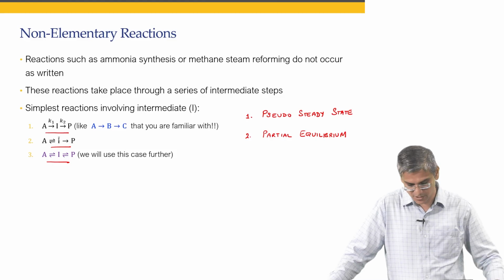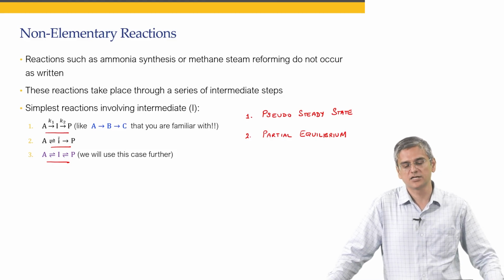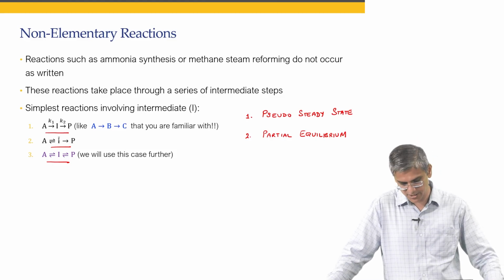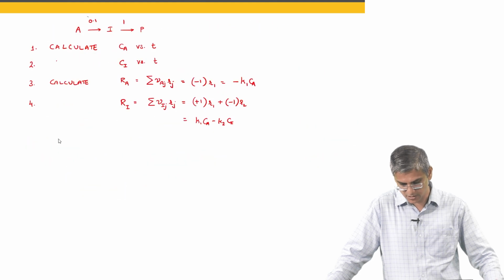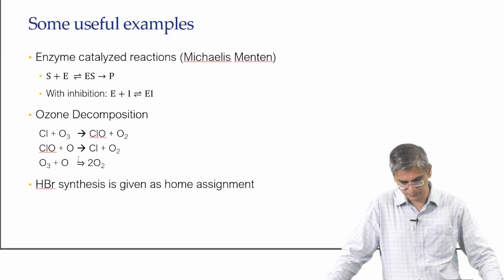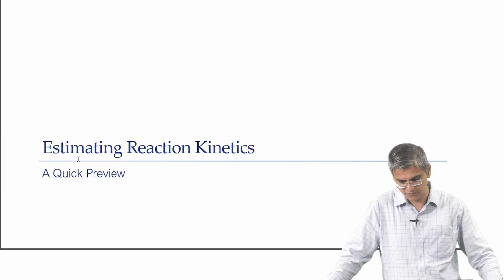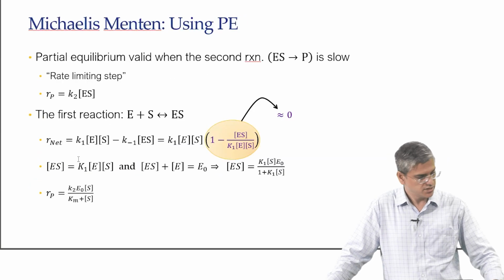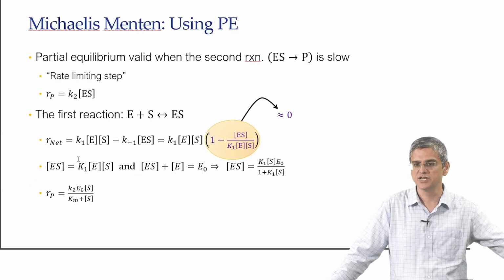But anyway, that is what we are going to start in the next class. We will take A going to I going to P, we are then going to take the examples from enzyme catalysis, and then we will do the example for HBR, okay.